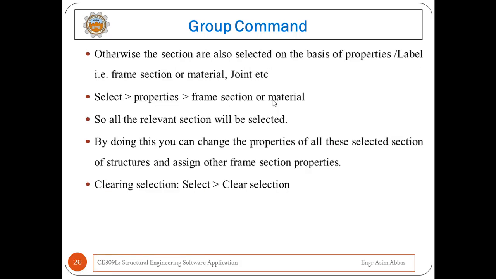Okay, similarly you can also select different members on the basis of section or material. You select, then Property, then Frame Section. Then the list of frame sections that you defined in the frame section step will appear. So you can select from here the specified cross section that you want, and similarly you can also clear your selection by going to the Select menu and clicking on Clear Selection.